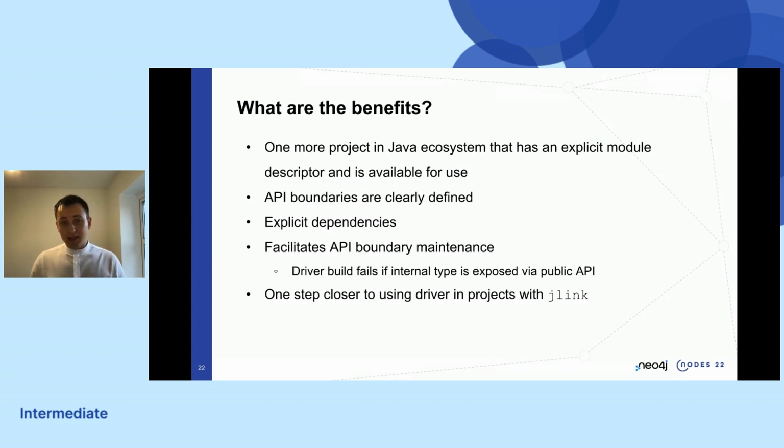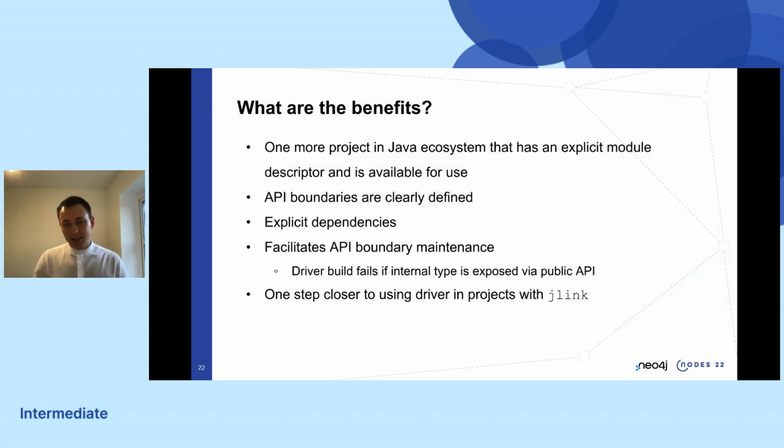It also facilitates API boundary maintenance by us, the driver engineers, because actually the driver build is configured to fail if an internal type is exposed via the public API of the driver. So I think it's a very good protection measure for the driver quality as well.